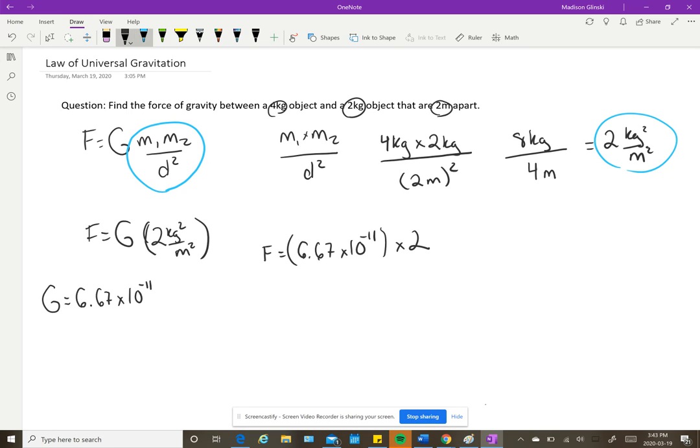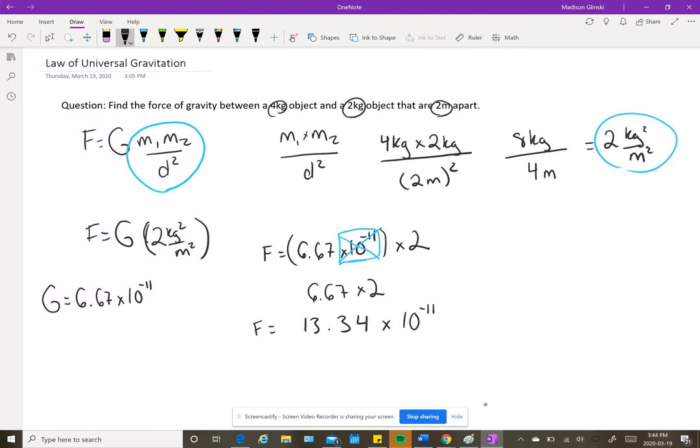Remember, when you're solving a problem with scientific notation, for now, ignore this. Do not look at that right now. Just look at the numbers. So the numbers here are 6.67 times 2. That is 13.34. Now all we have to do is include the scientific notation after the number, 10 to the negative 11th. So here, force equals 13.34 times 10 to the negative 11th.